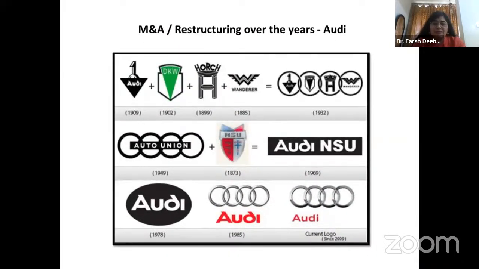Similarly, you all know Audi cars. Originally there were 4 companies who were merged and restructured over the years. So it had 4 circles and said Auto Union. And then it has evolved, and now you see those 4 circles, only those 4 circles, in front of an Audi car. So there is a history behind it.